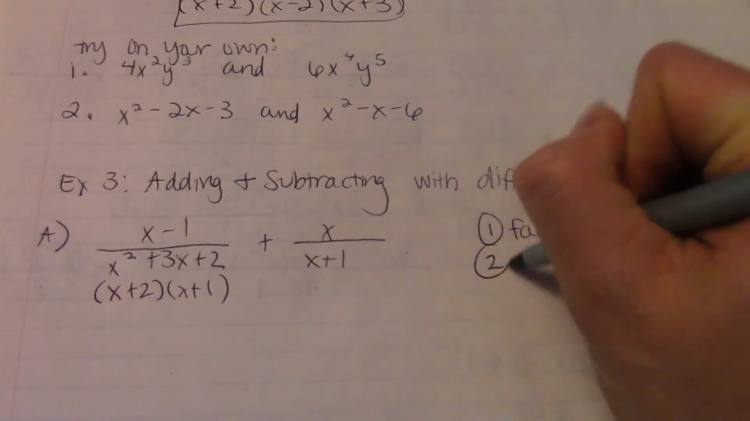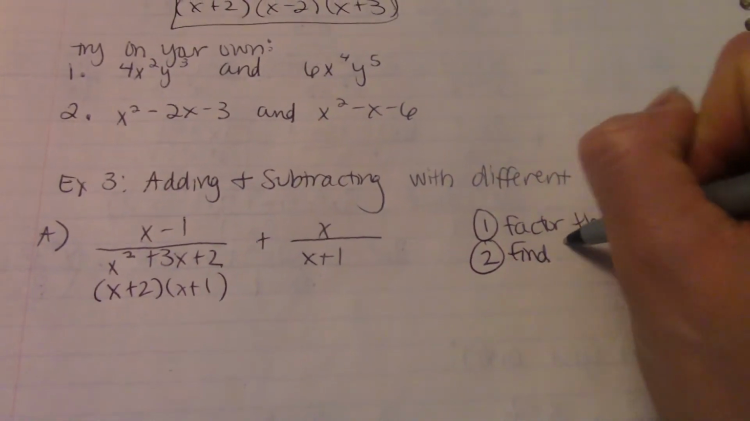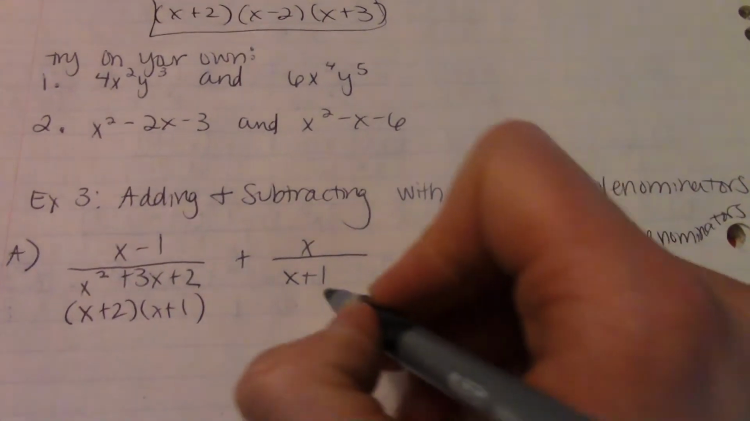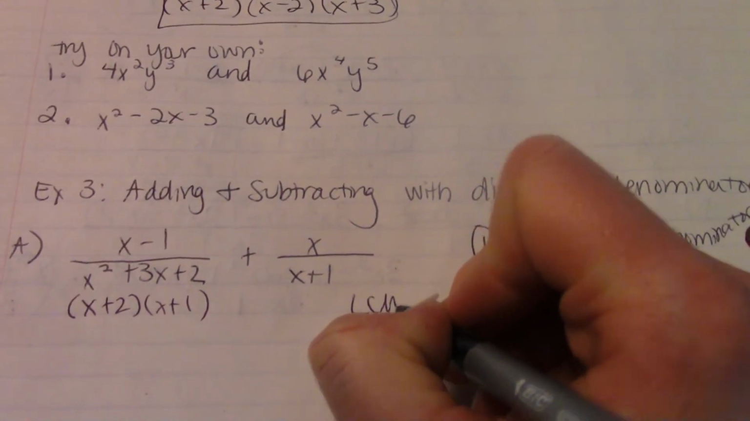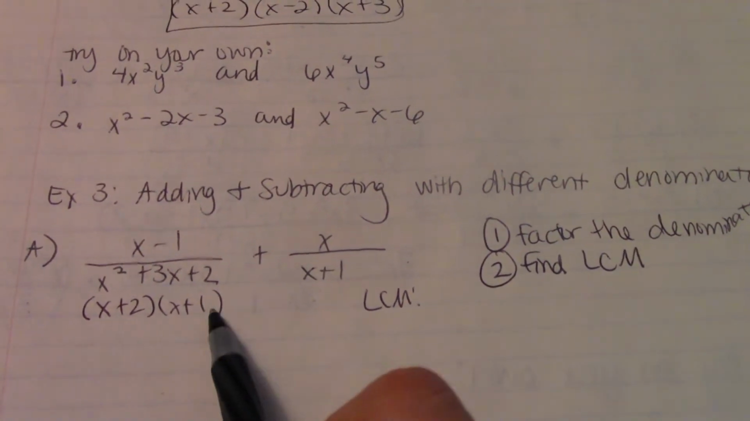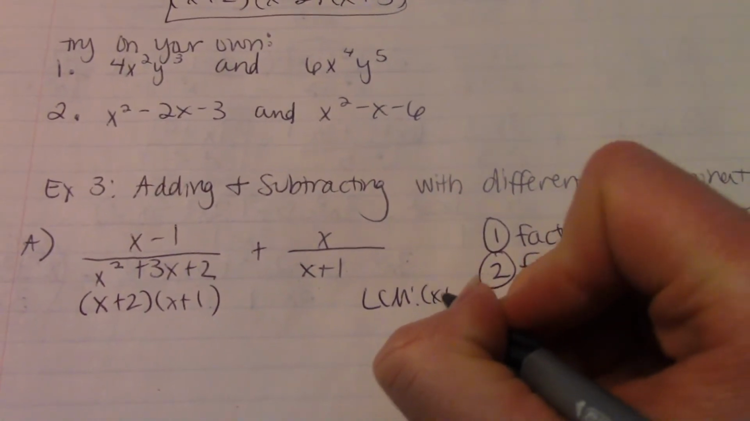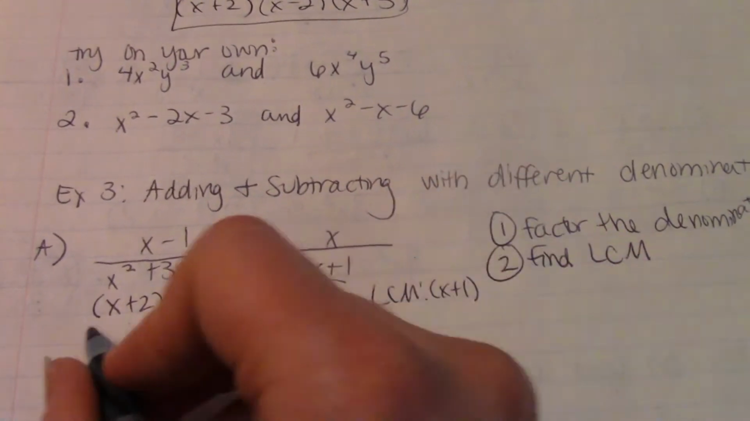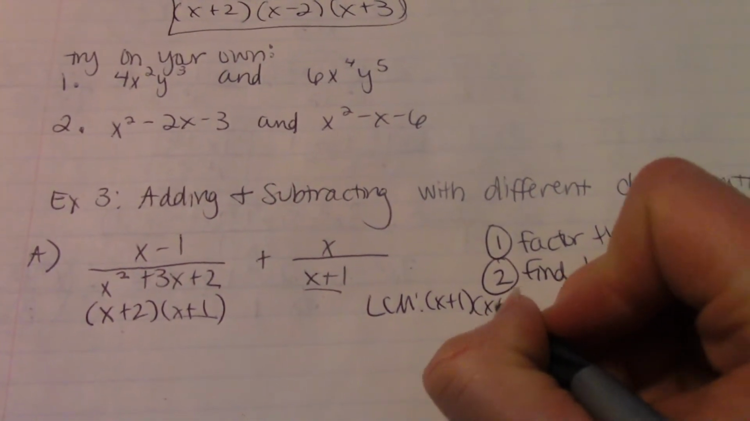Once we do that, step 2 is find the LCM. We just talked about that in our last video. So our LCM for this problem is they both have an x plus 1. And then I need this, so they both have this. They need the leftover x plus 2.